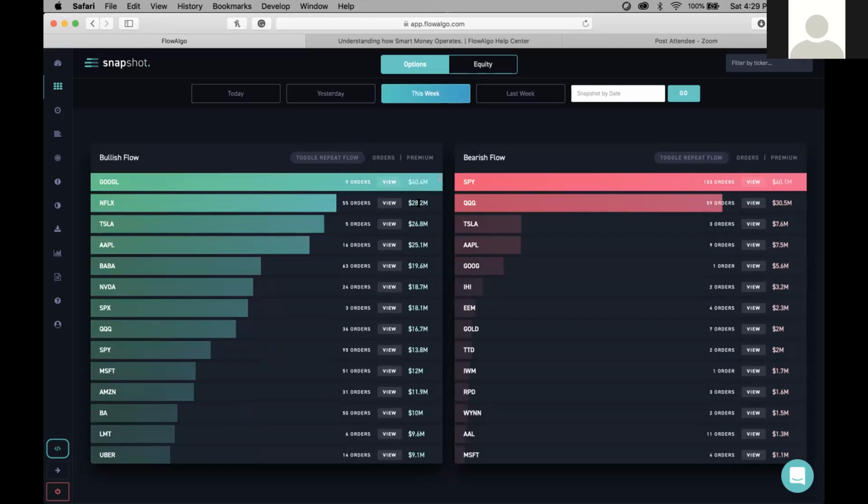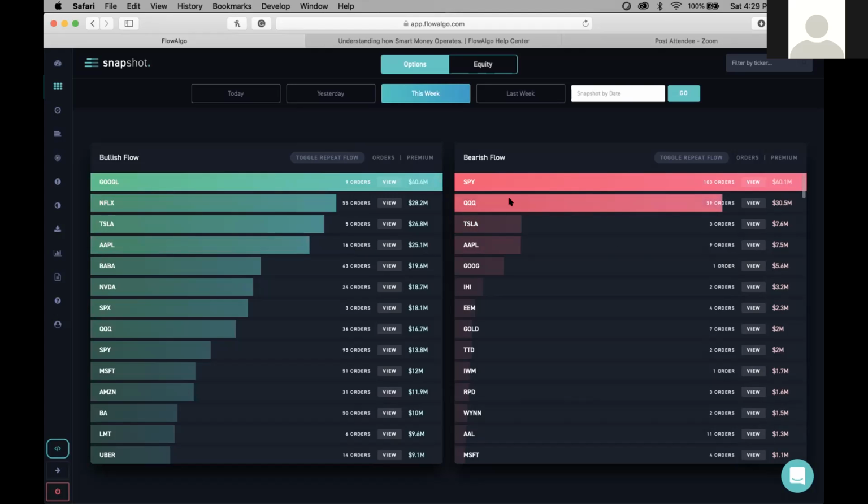So this is really telling, and you wouldn't be able to see all this if you didn't have Flow Algo. You wouldn't be able to get this kind of data and see where the money's flowing. And here you can see it's clearly in Netflix. It's clearly in Tesla and Apple. Then you see Alibaba too, NVIDIA. So a lot of the tech sectors, a lot of the NASDAQ stocks are going up here.